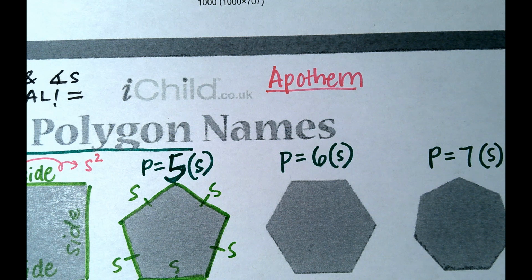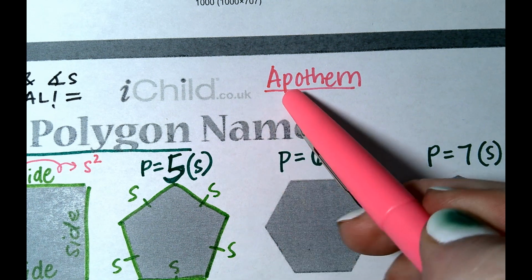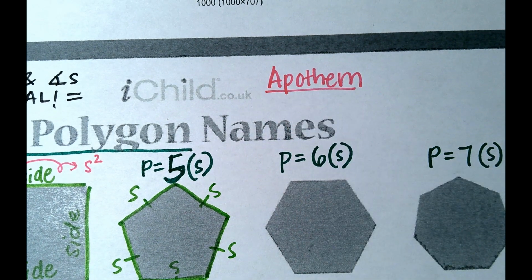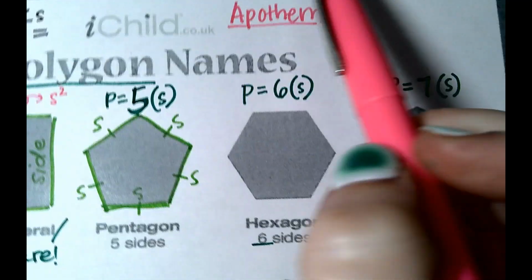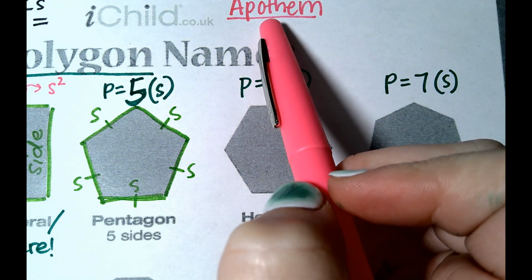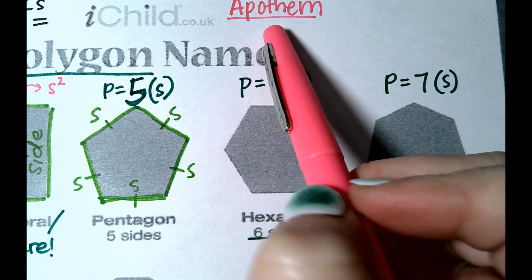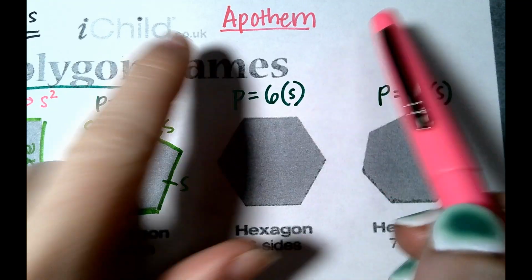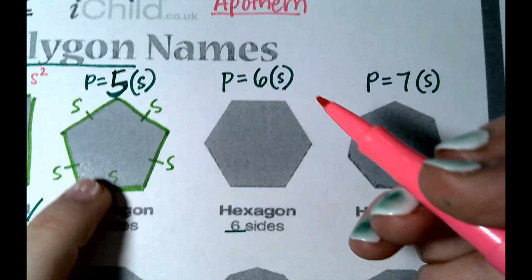Yeah, I hadn't either. So it's kind of cool though, because this word is going to give us the ability to find the area of any regular polygon, no matter how many sides it has. So I want everybody to say that after me. Apothem. Apothem. Good. Apothem.